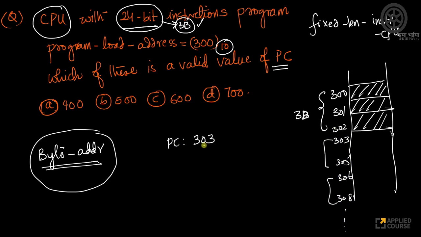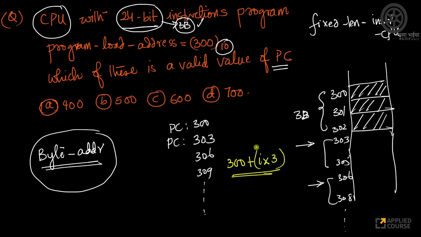So what are the values that your PC will point to? The program counter will initially point to 300. Because all instructions are 3 byte instructions, as soon as this is being executed, it will point to 303, then 306, then 309, and so on. So all the addresses it points to can be written as 300 plus i times 3. It has to follow this, because each is my first instruction starting address, my second, my third, my fourth instruction, and so on. So all these program counter values have to be 300 plus some multiple of 3.